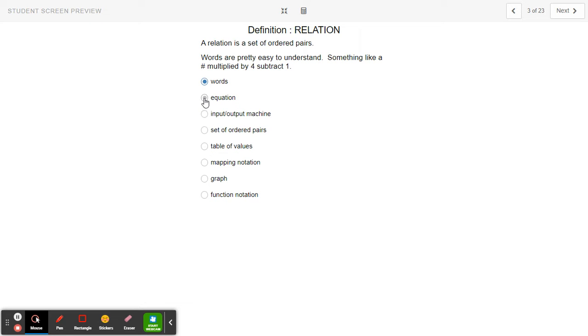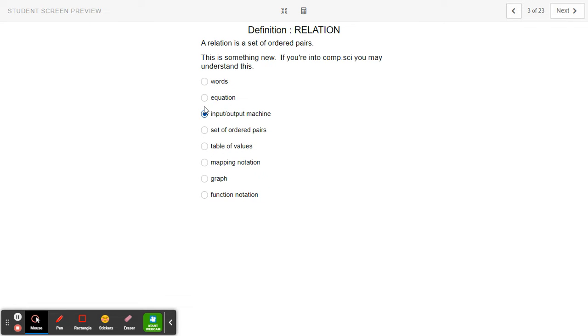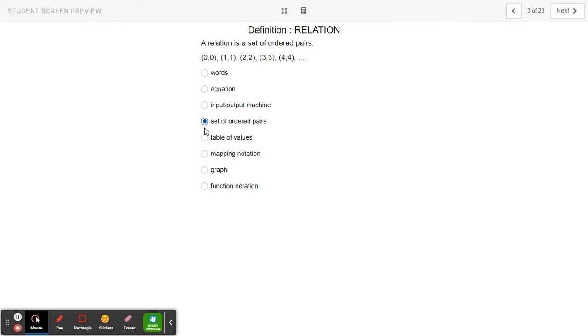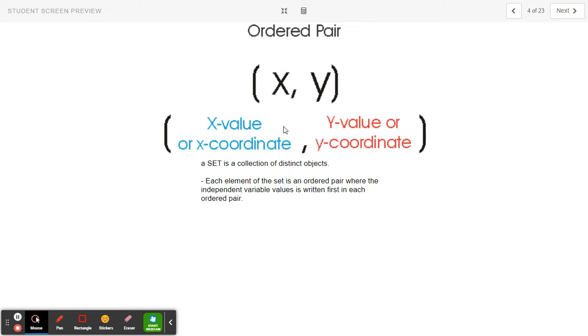All right, here was just a little part to talk to you about how we can represent a relation. We can represent it in words, with an equation, an input-output machine, which is what we talked about yesterday, a set of ordered pairs, which is coordinates, a table of values, mapping notation, a graph, or function notation. Here's a definition of an ordered pair. It's a collection of distinct objects. Each element of the set is an ordered pair where the independent variable, the x, is written first in each ordered pair. So again, x is independent, y is dependent, or x is input, y is output.